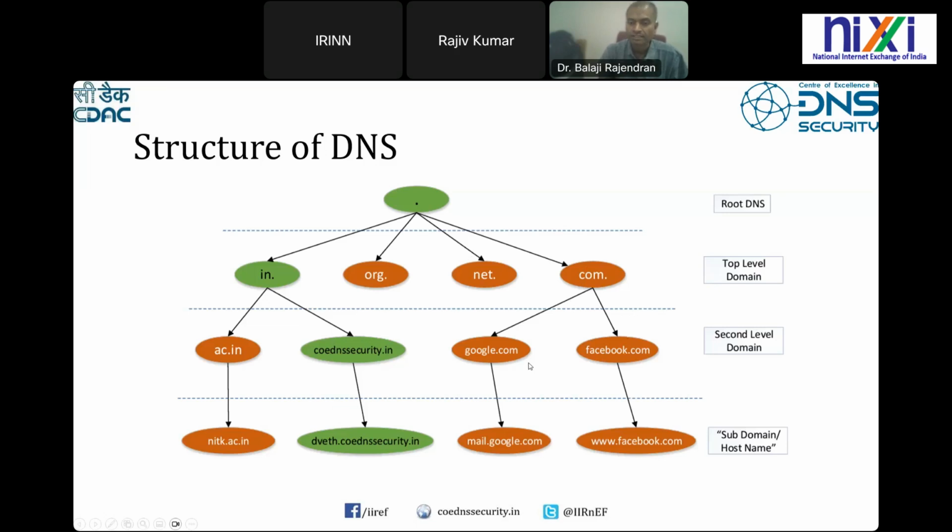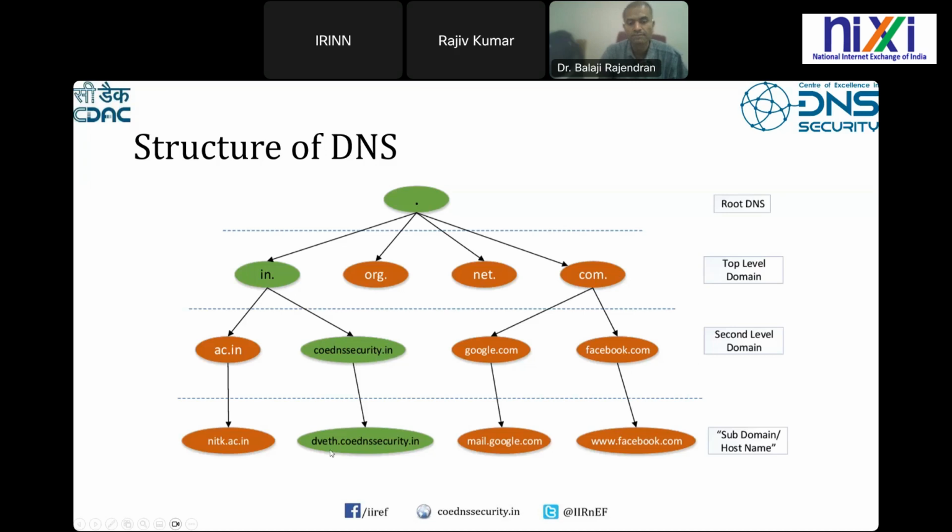That's the point. So then below that, we have facebook.com, meaning again Facebook. Now what happens is, after facebook.com, it comes under the control of facebook.com. So they can have any number of domains below them. For example, if you look at COIDNS security.in, it comes under the .in domain. So we have basically leased this particular domain name COIDNS security.in under the .in. So under COIDNS security, I can create any number of subdomains.